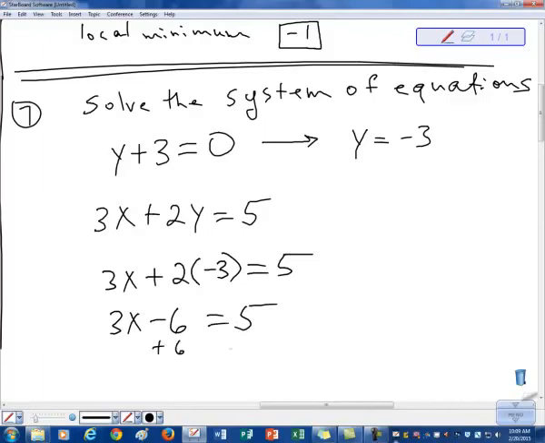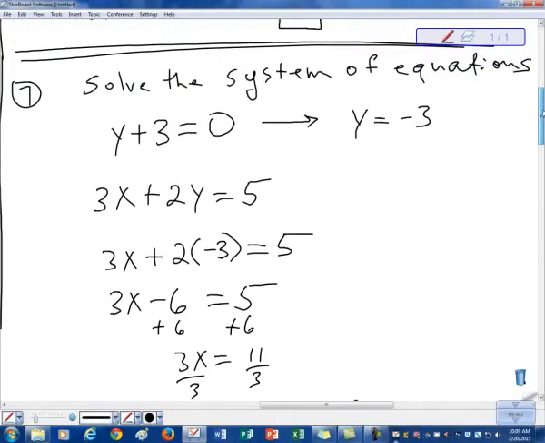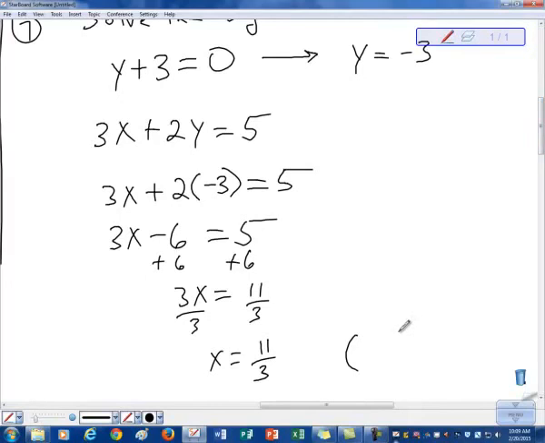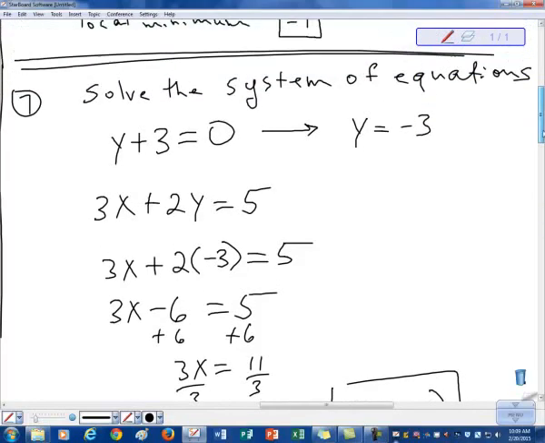So we would solve for x, and so we would add 6, and we get 3x equals 11. Divide by 3, and we get x equals 11 over 3. Well, we have y already. That was negative 3, and so this would be 11 over 3, negative 3, and that's your answer. Okay, and that's all there is to that one.